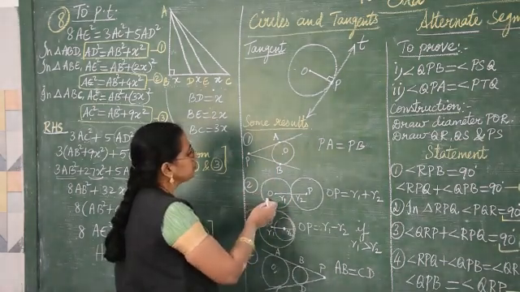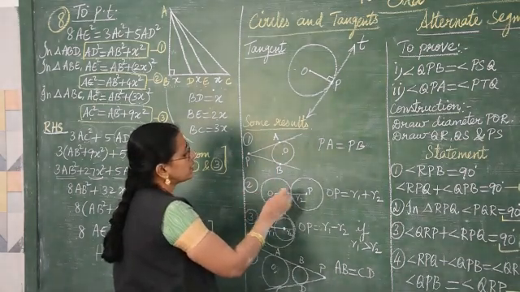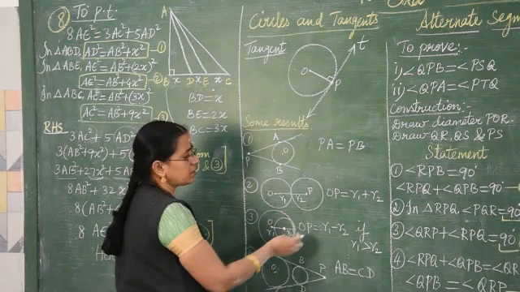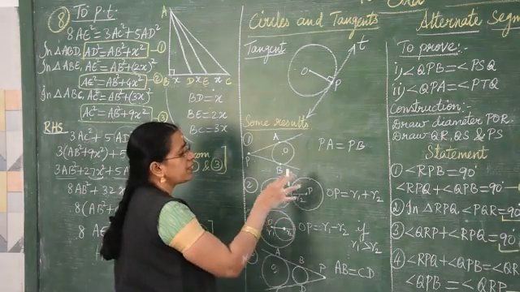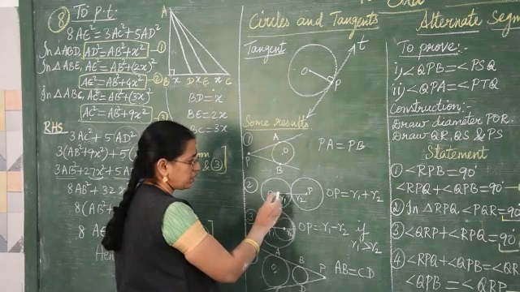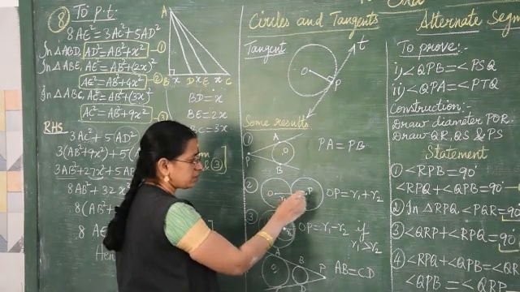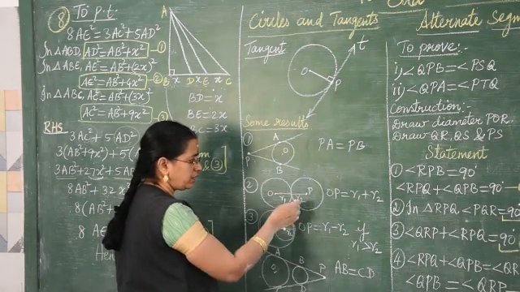Then, two circles are touching externally. How will the radii be? See here, what will the length be? The distance between the centers, how to calculate?